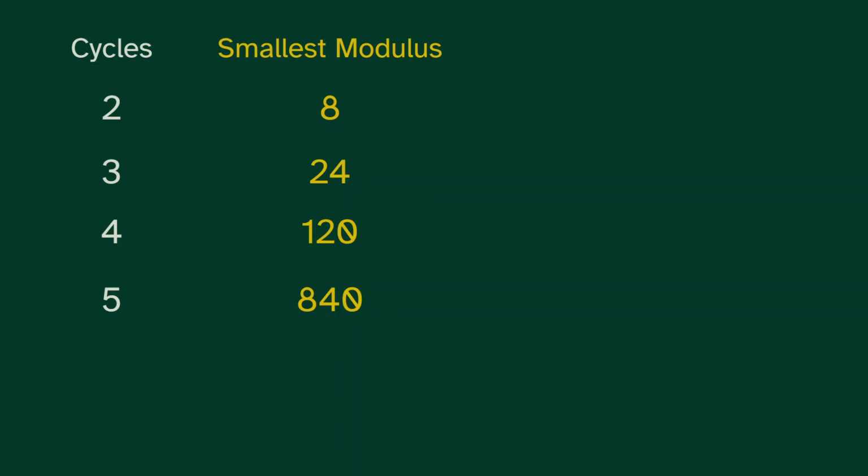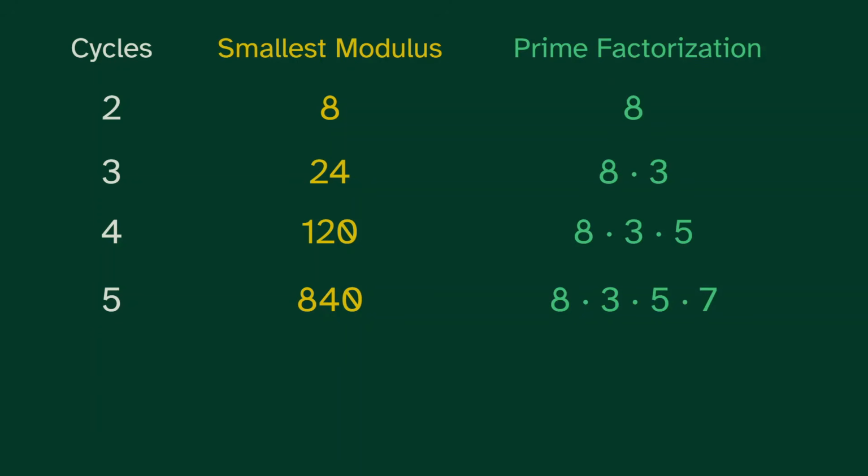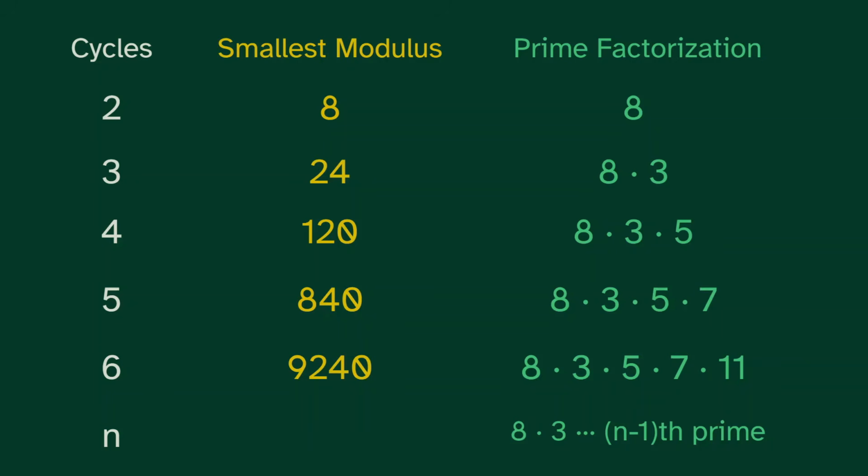This becomes easier to predict if we look at the prime factorization of each number. Each time we just multiply by the next prime. So now do you have a guess? The smallest with 6 cycles is 9,240. It's just 11 times the previous. And this pattern follows. In general, the smallest with n cycles will be 8 times 3 multiplied all the way up to the n minus 1th prime. And we can describe this as being 4 times the n minus 1th primorial. A primorial is like a factorial, but it only uses the primes. So this gives us a pretty good understanding of what are the smallest numbers with n cycles.